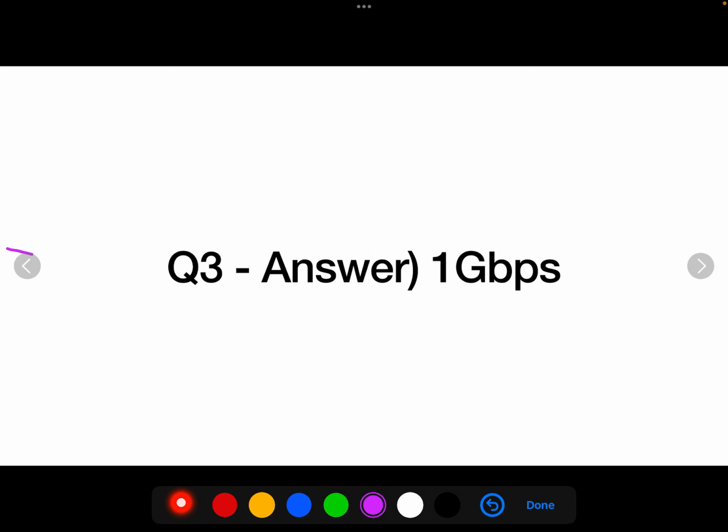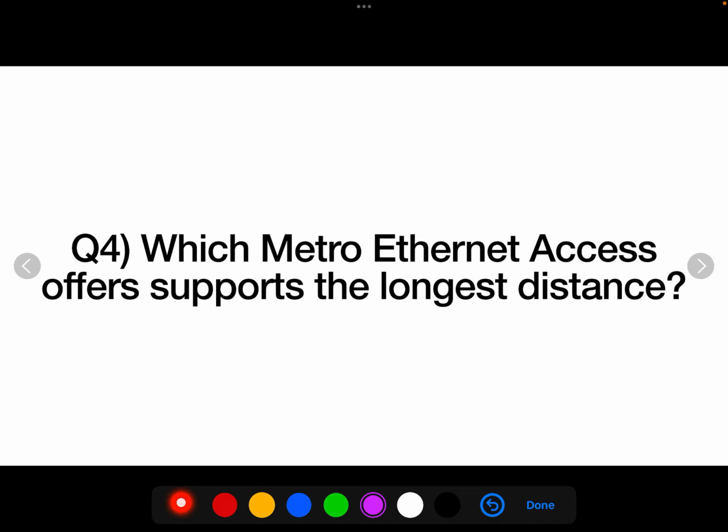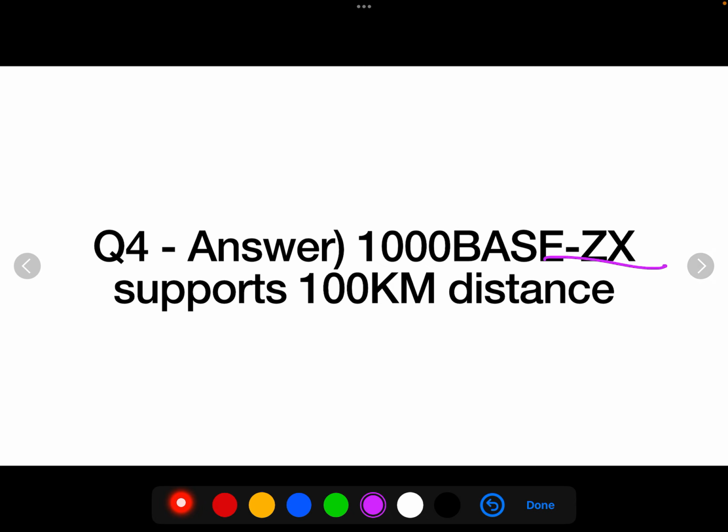Now, question number 4: which Metro Ethernet access standard supports the longest distance? Sorry, that question was worded really badly. 5, 4, 3, 2, 1, 0. So the answer is 1000BASE-ZX, which supports 100 kilometers.